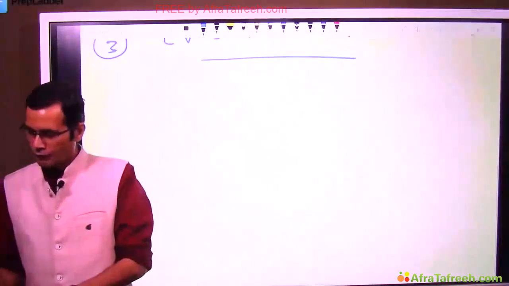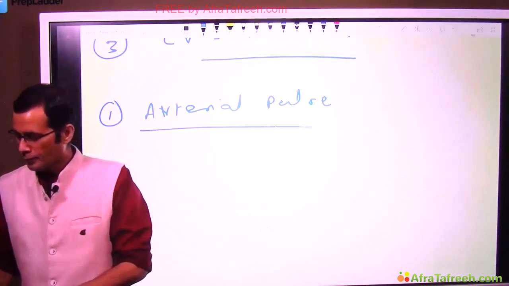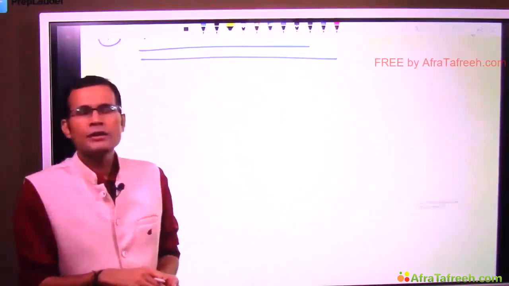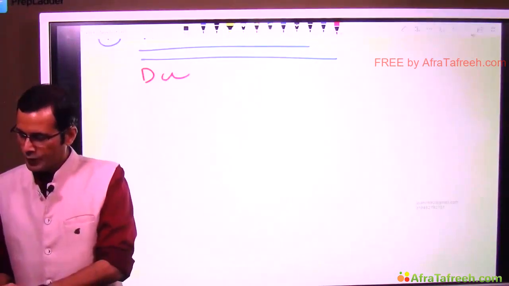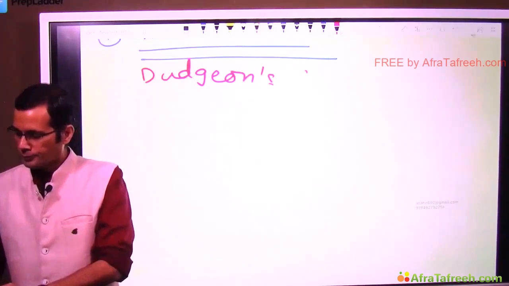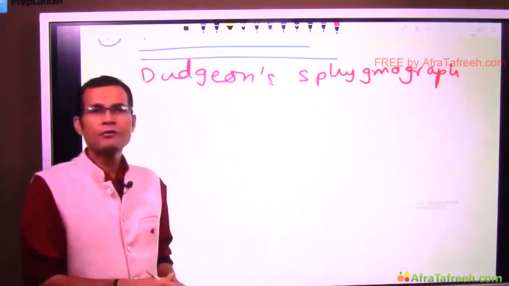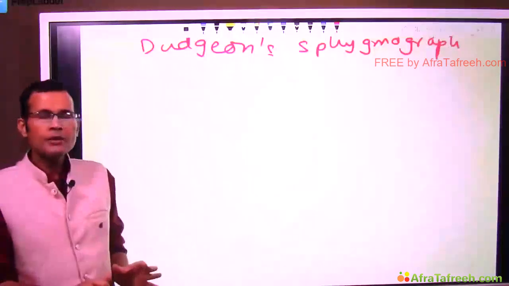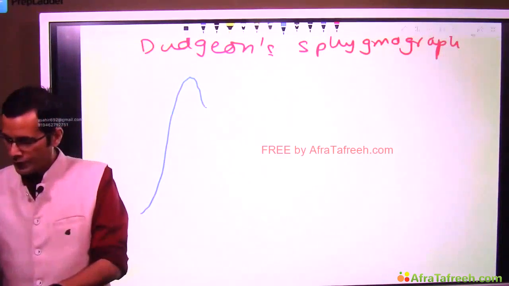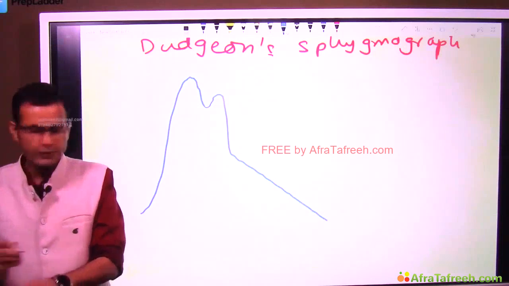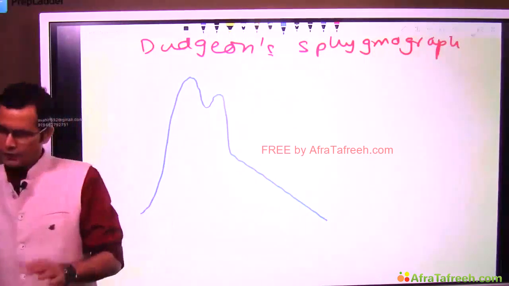Let's start with the first one, arterial pulse tracing. Well, the instrument that records the arterial pulse is called a sphygmograph, or to be more precise, Dudgeon's sphygmograph. And the most commonly selected artery for that is the radial artery, of course. If you look at the pulse tracing, it appears like this. First peak, then another peak, then the downstroke, and then this. This is how arterial pulse will appear over the radial artery, a peripheral artery.